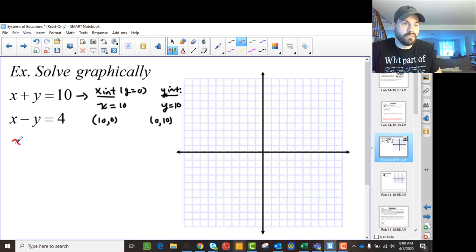I'm going to do the same thing down here. So the x-intercept for the second one, again, it's when y is 0. So I'm going to get x is equal to 4.